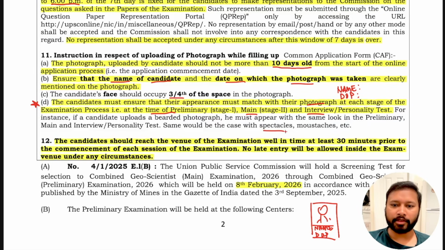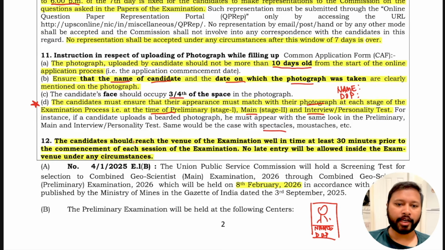If you wear specs, get your picture taken in specs as well. It says that if the candidate uploads a bearded photograph, he must appear with the same look in the preliminary exam, mains and interview. The same applies to spectacles, mustaches and anything else. For girls who wear hijab, I think that needs to be carried throughout the process as well. So I think this is clear to you, but it is very important because it has been mentioned here very specifically. So take it very seriously.